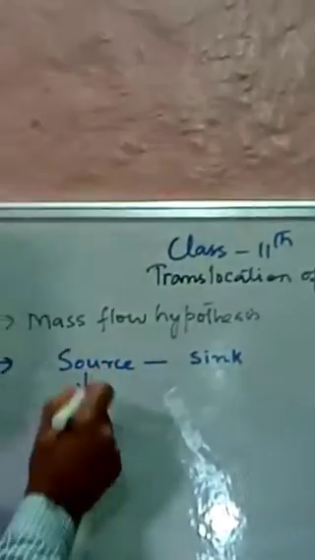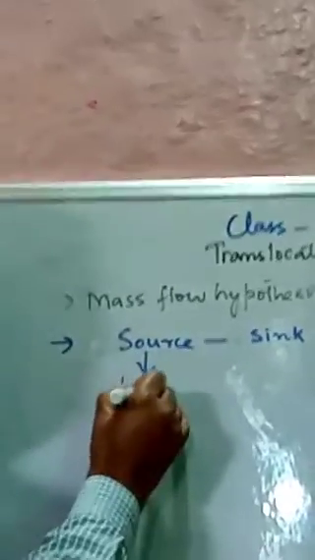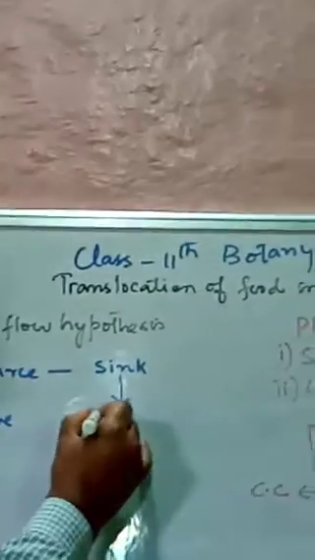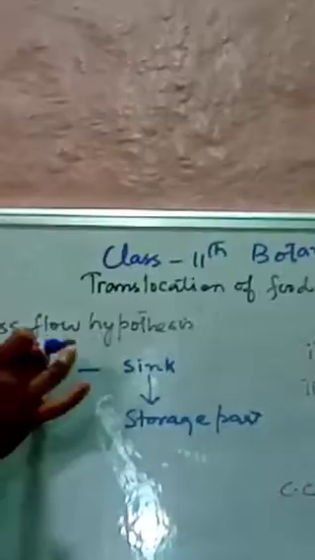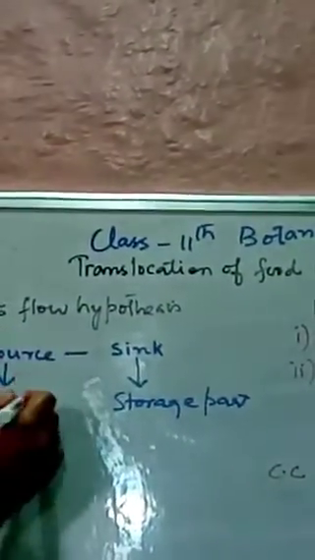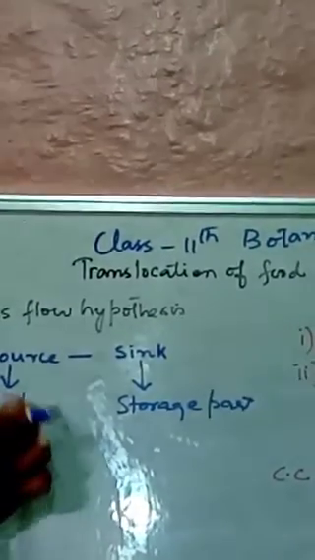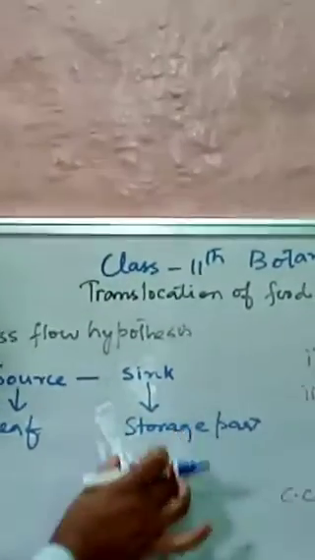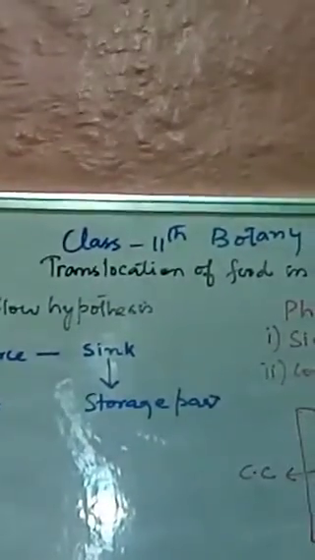Source is where it is being prepared, that is the leaf. Where the food is being prepared is the leaf, and sink is that place where this food is being stored, that is the storage part. So this food moves from source to the sink. Source is simply the part where this food is being manufactured, that is the leaf. Then where it is taken, that is the stem, the roots, the fruits where it is being stored, that is called the sink.